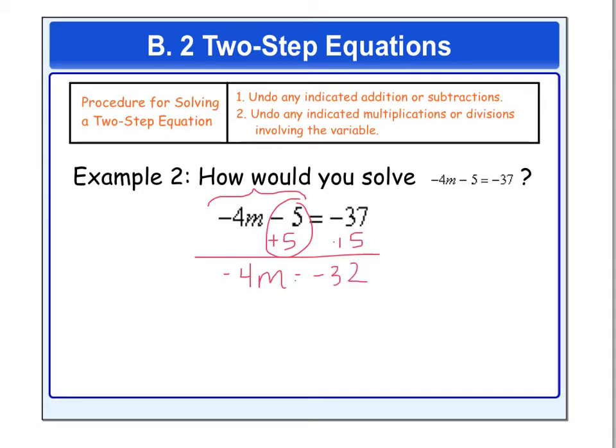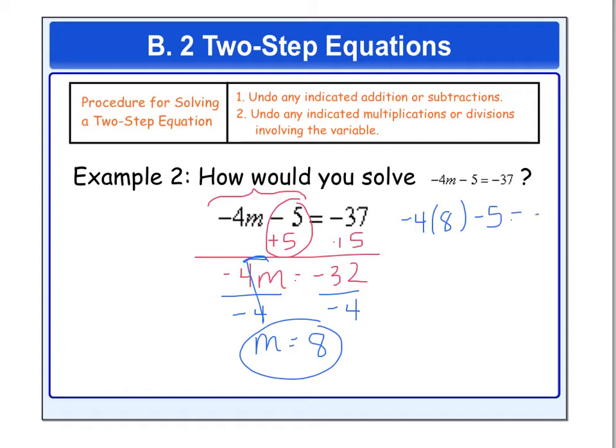Now, since we have our negative 4 directly next to m, they're connected by multiplication. We undo that with division. Negative 4 over negative 4 is 1, so 1m equals, a negative and a negative is a positive, 32 divided by 4 is going to give us 8 for our answer. If we check, negative 4 times 8 minus 5 equals negative 37. That'd be negative 32 minus 5, or plus a negative 5, equals negative 37, and it does check out.